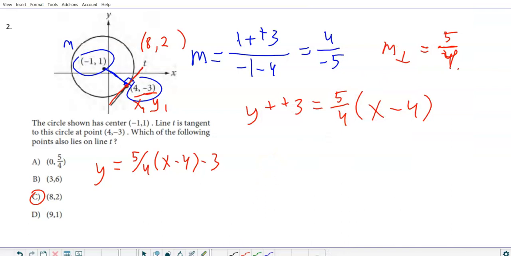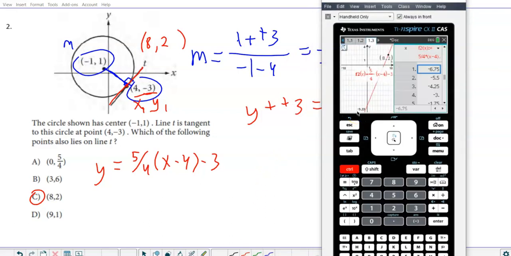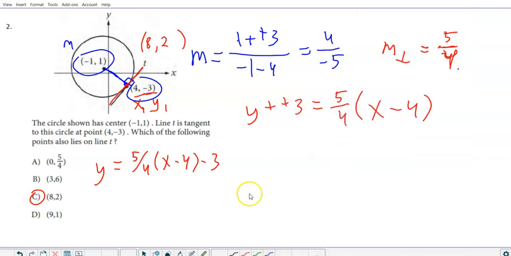You can also hit Control T, which gives you the table, so you can just scroll through until you find the point you need. That would be it. This is the point you wanted there.